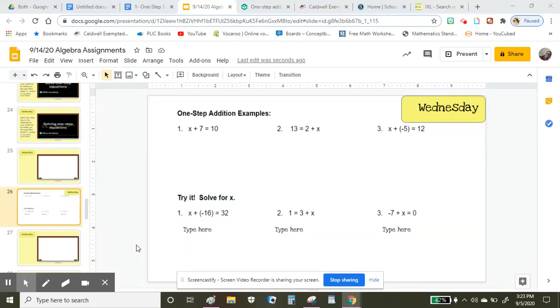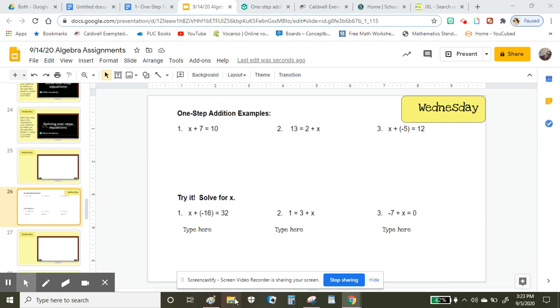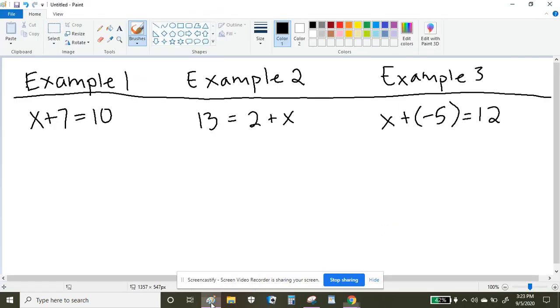All right, guys, so we are going to go over these three examples right here in your slides presentation. What we're going to do is use something called a T method. So you should have already watched your videos from Khan Academy. And so what we're going to do is go through these examples using our do-undo method.